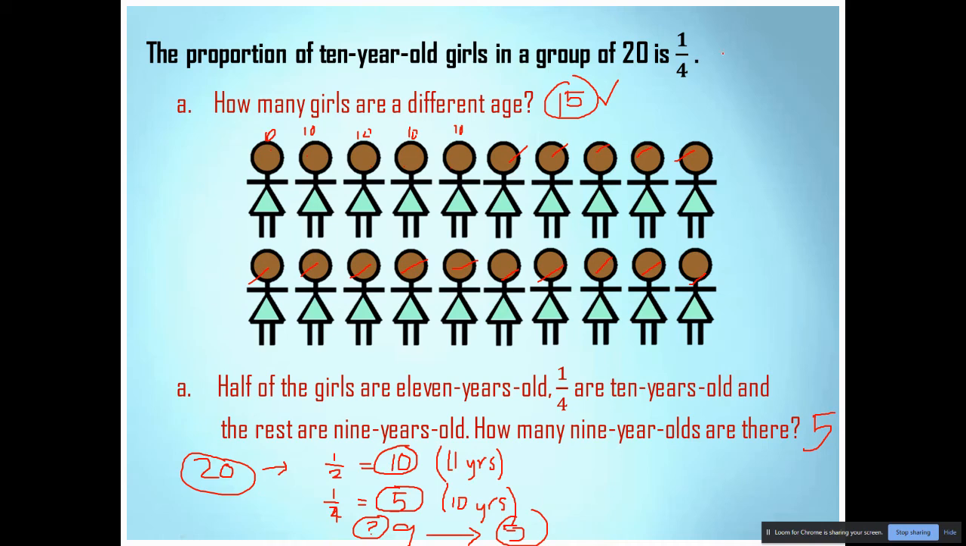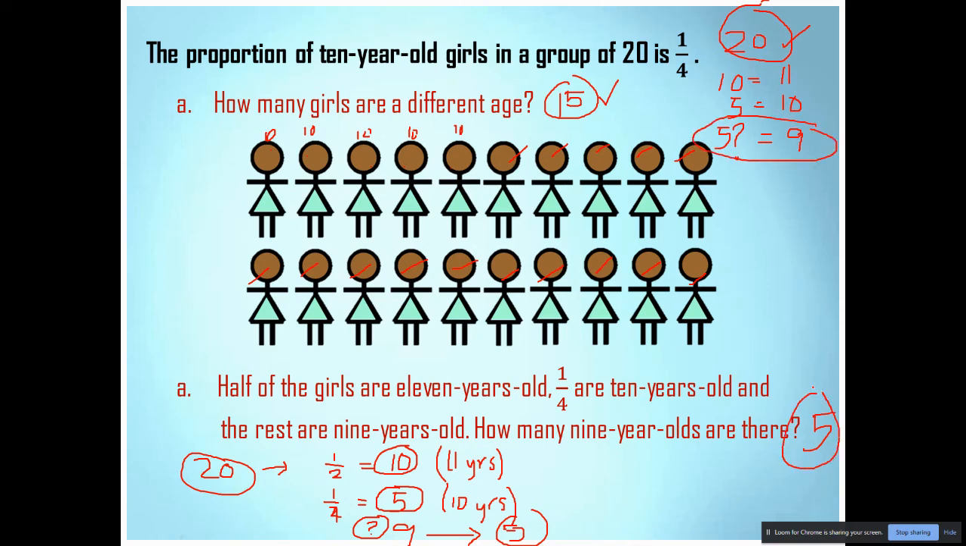All right? Did you get it? In 20 students, 10 of them are 11 years old. 5 of them are 10 years old. And this is the problem. How many are 9 years old? The total number is 20. So 10 plus 5 is 15. So how much is missing to complete the 20? It's 5. So our answer is 5.